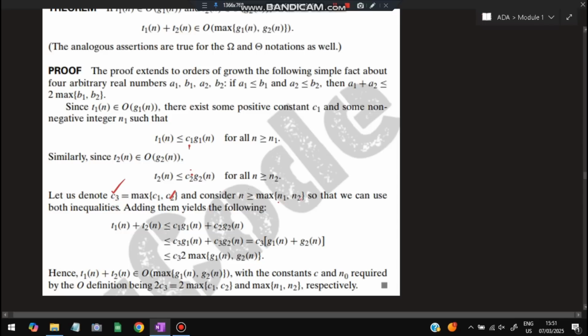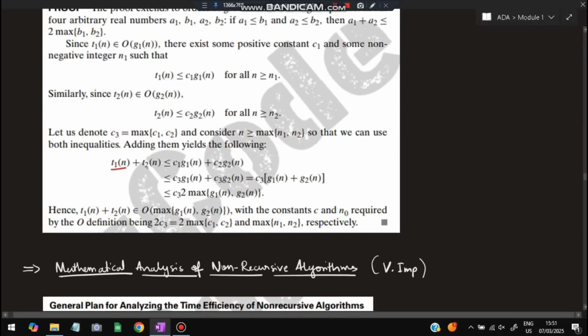Now we will consider the maximum of n1 and n2. Now T1(n) plus T2(n), if you add up these two, we'll have to add up these two as well. So when you add up these two, what will we get? c1 g1 of n plus c2 g2 of n. Then what is c1 g1 of n? We can take the maximum value here, right? So we have considered the maximum value of c1 and c2 as c3. So even if we take c3 here, here also we'll take c3. Whatever is the maximum value, we'll take in both cases the same, and we'll take it as common. We'll get g1(n) plus g2(n). Whatever is the maximum among these two, we'll be taking it here. Now c3 into g1 of n plus g2 of n, which is the maximum among g1 and g2 of n multiplied by 2. That same answer we will be getting.